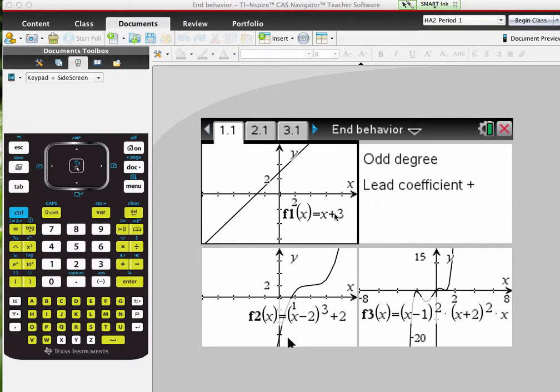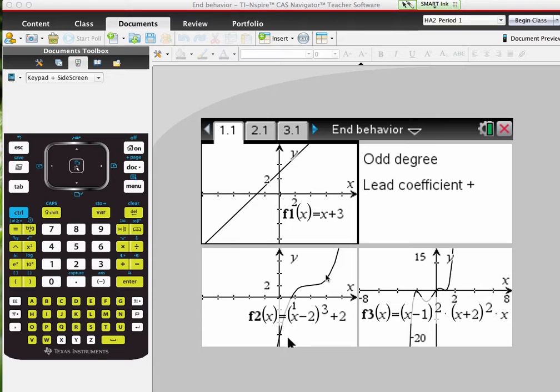And you need to notice that the leading coefficient here is a positive 1. Here it would be positive 1. And even here, if we multiplied out all these factors, we would have a positive 1 on our x to the fifth. When the leading coefficient is positive, basically you're going to be looking at the same behavior as a line with a positive slope. So it's going to rise to the right and fall to the left.